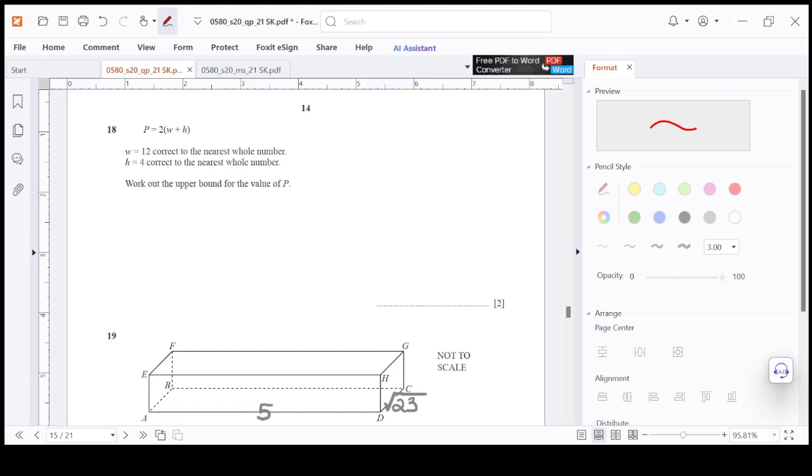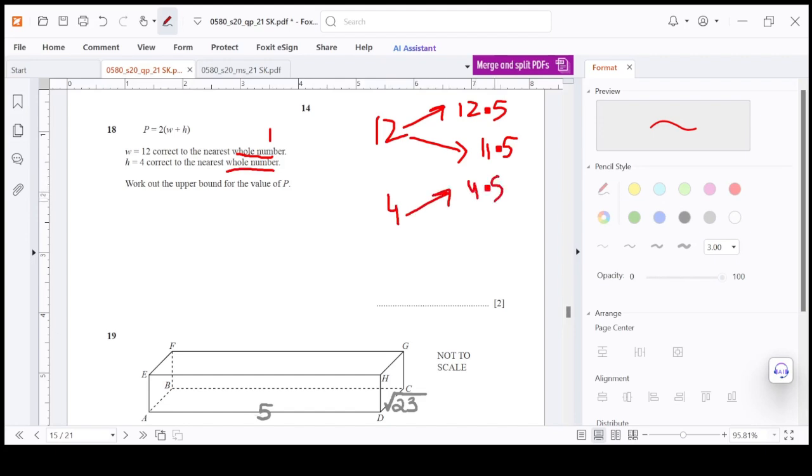P is equal to 2 times W plus H. W is 12, correct to the nearest whole number. Nearest whole number means 1, and then you have to split it into 2 parts. That's 0.5. That means 12 in upper bound would be 12.5, and 12 in lower bound would be 11.5. And H is equal to 4, correct to the nearest whole number as well. That means 4 plus half would be 4.5, and 4 minus half would be 3.5.